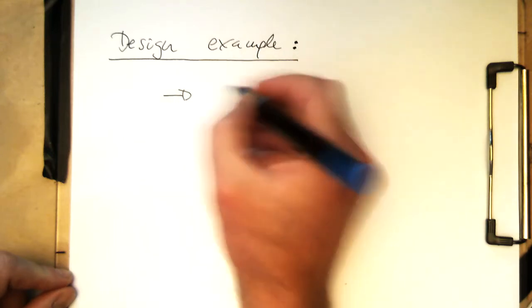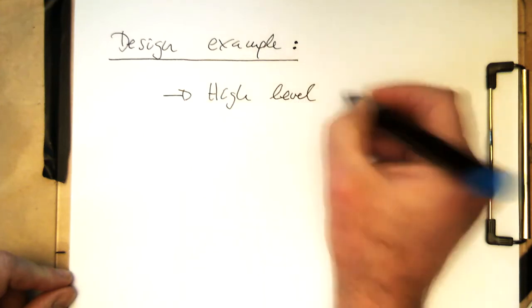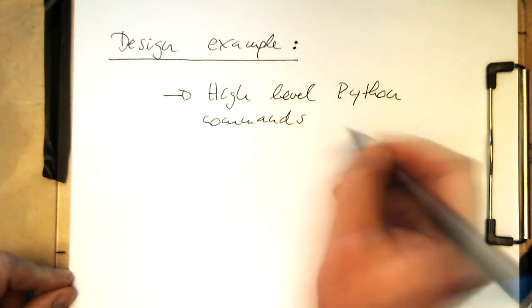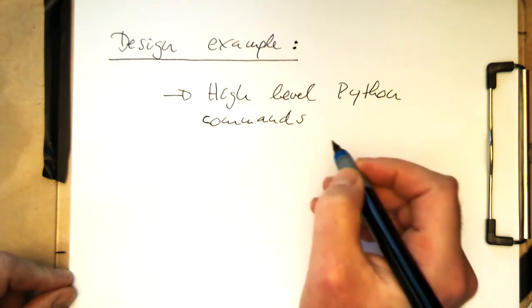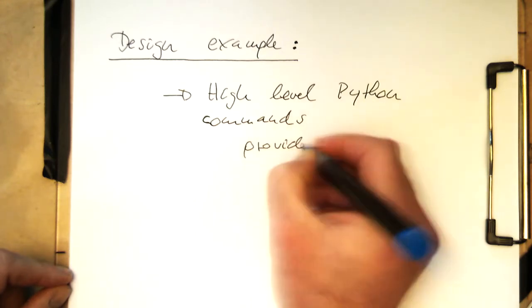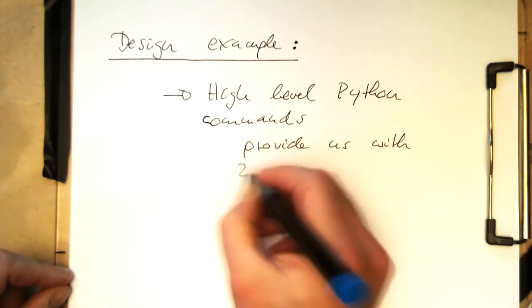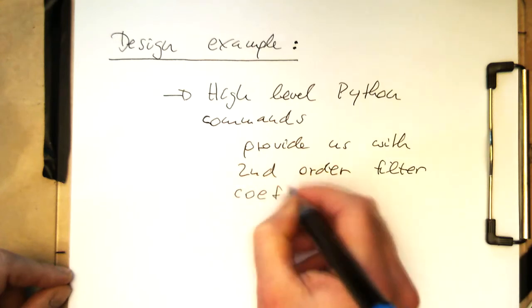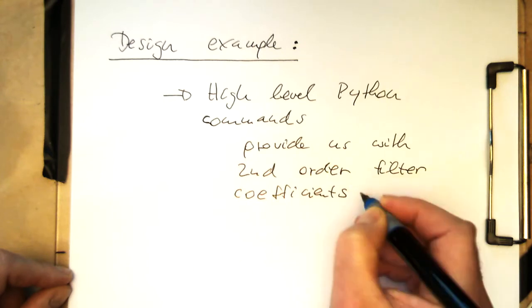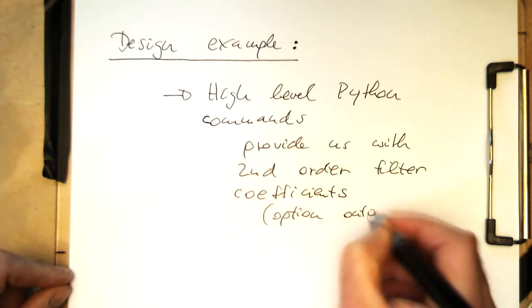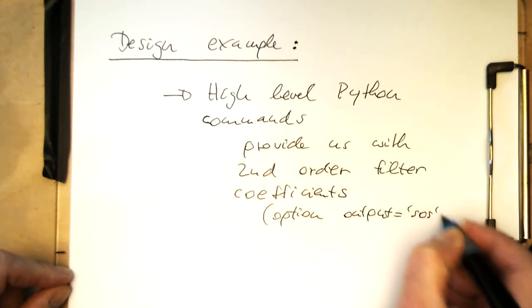So, design example. We use these high level Python commands, and they provide us directly with these second order filter commands. They provide us with second order filter coefficients. This is done with the option output equals SOS. So we will see this.